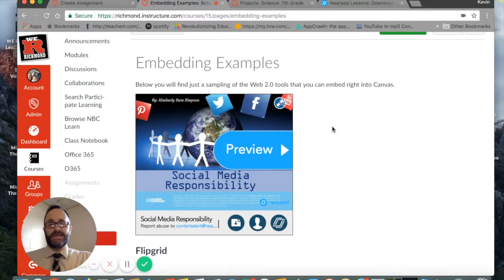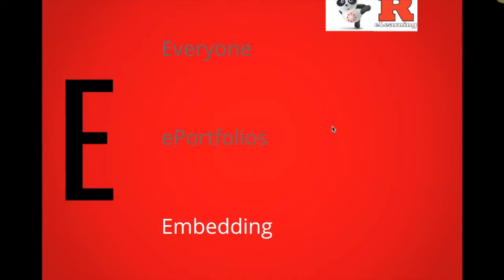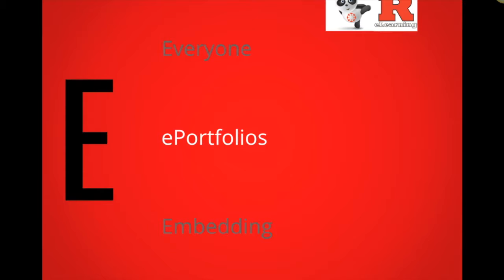So that was a lot. I understand that. Thanks for hanging out with me if you were able to make it all the way through the video. But just to review, we talked about how you can customize assignments that only go to certain sections or certain individuals. We talked about how you can archive some of the work that your students are doing into an e-portfolio within Canvas, and introduced you to embedding.